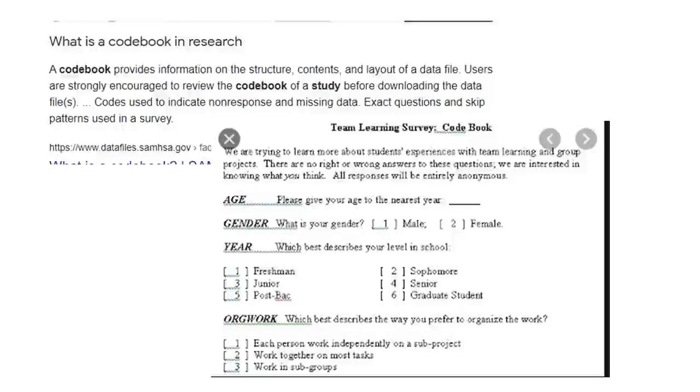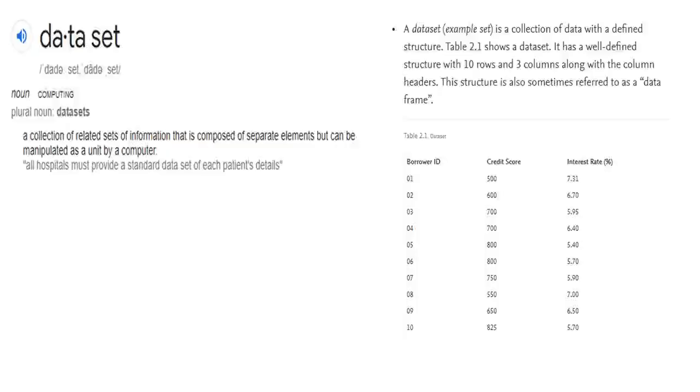Now, what is a data set? So a data set is a collection of related sets of information that is composed of separate elements but can be manipulated as a unit by a computer. So on the right part, you have also the definition. It's a much simpler definition of what a data set is. It's a collection of data with a defined structure.